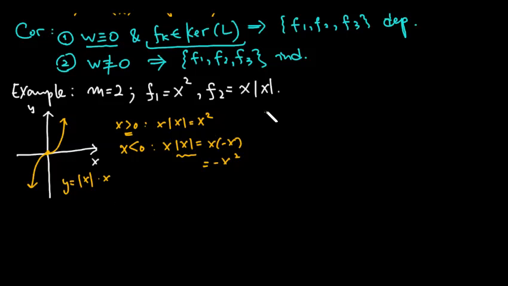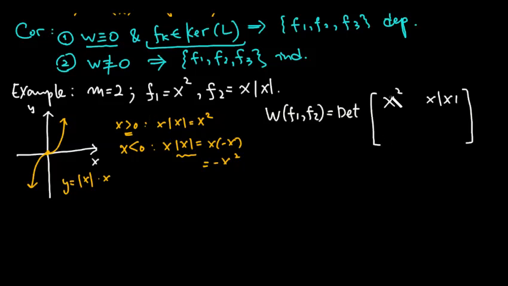Now let's compute the Wronskian of these two functions. The Wronskian of f1, f2 is the determinant of a 2x2 matrix, where the first function is x squared and the second function is x times absolute value of x. The second row is the derivatives, so here's a 2x. If you differentiate y equals x squared, that's always 2x on that side, for sure. And on the other side, the derivative y prime is the opposite, negative 2x. So if you sketch this, this side is 2x and that side is negative 2x.